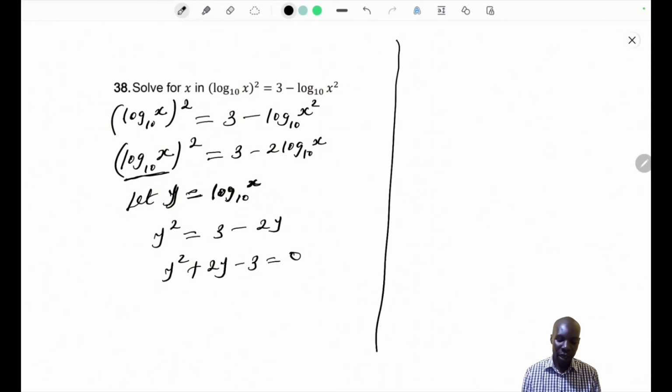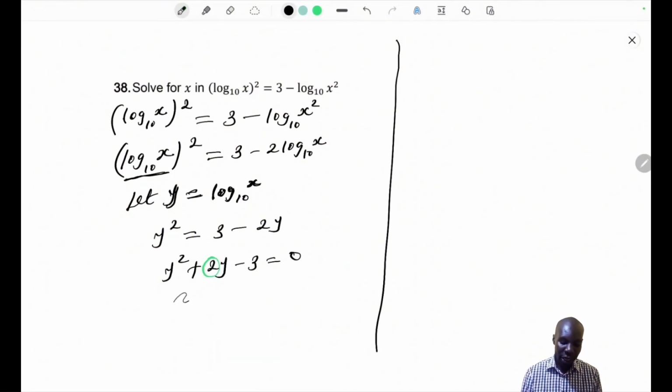So what we have is a quadratic equation that can be solved using the factorization method, whereby we are going to find two numbers that if you multiply are supposed to give us minus 3, and if you add, we are supposed to have positive 2.